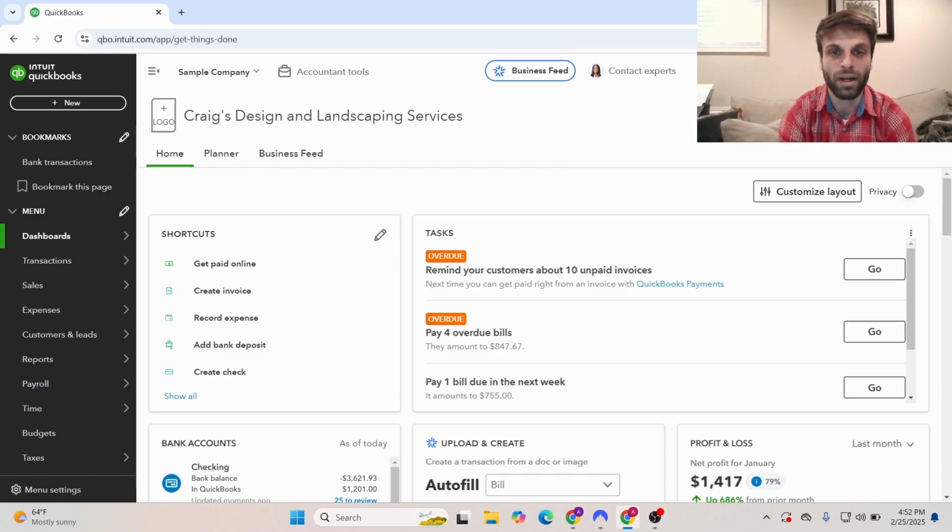I'm a bookkeeper. And I just wanted to take a little bit of time to go through the sample company that QuickBooks has and show you what a profit and loss statement looks like. We're going to look at a profit and loss statement, how we can understand it, and how you can look at your own profit and loss statement and see if you're being profitable, because that's really what we want, right?